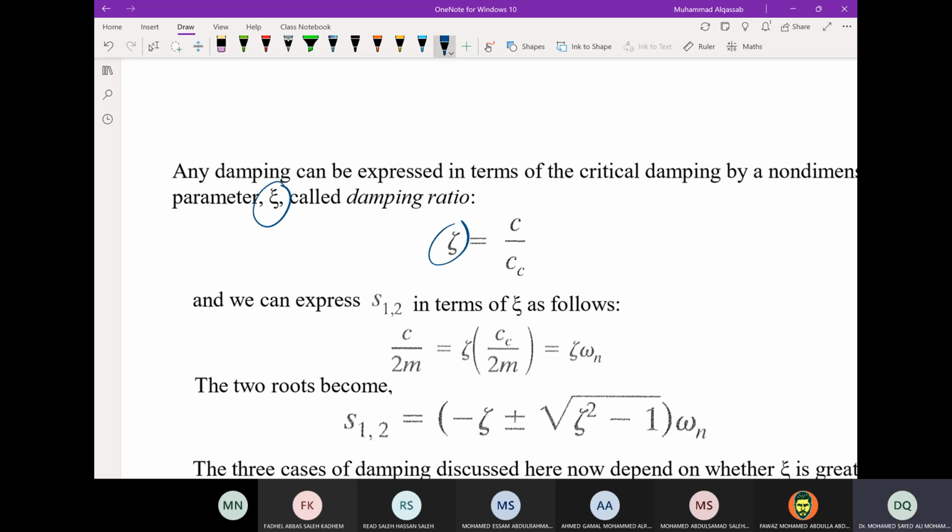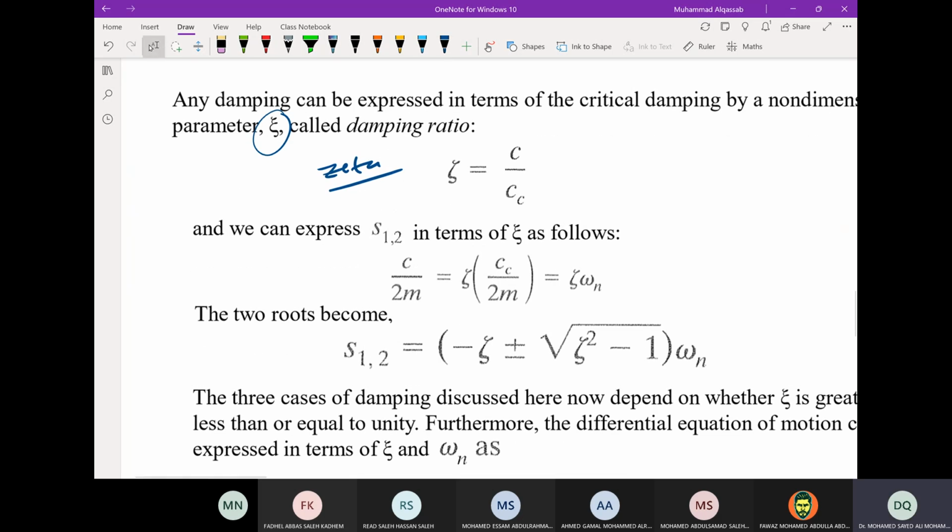I don't know, they are different here in shape, but it is zeta. There are different zetas in Greek letters. There is a capital letter and a small letter as well. So zeta is C over Cc, which is the ratio of the given value of C of the damper divided by the critical damping coefficient of the system.